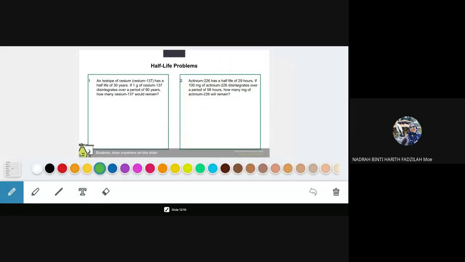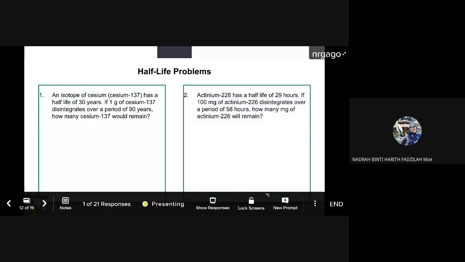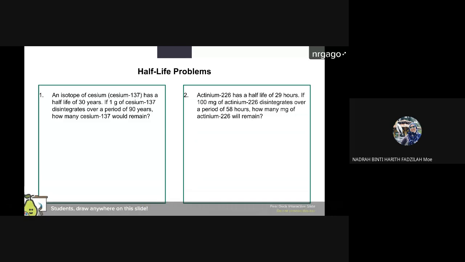Okay. Here are two different half-life problems that we can try here. For the first one, the first one is testing you about the radioactive decay of cesium-137, and for the second one, tested you about your understanding regarding the half-life of actinium-226. Okay, let's try this question first.